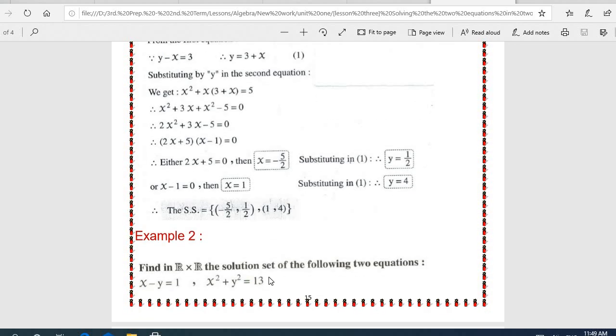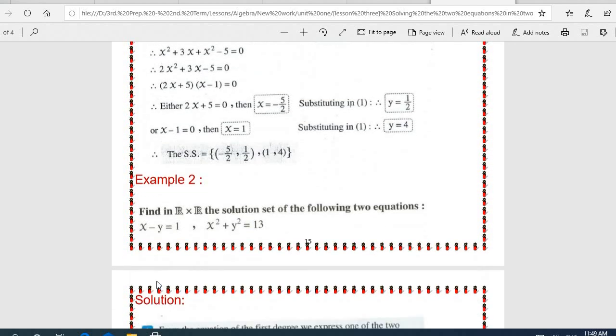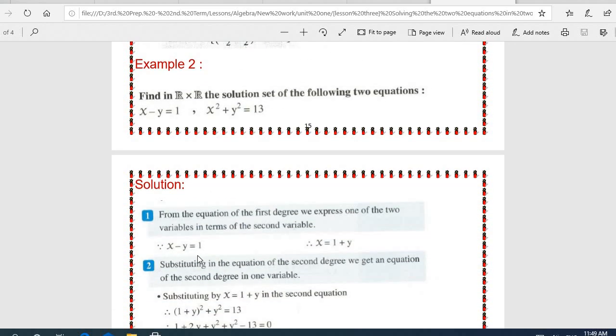In number 2, find the solution set of the following two equations: x minus y equals 1, this is the first degree; x squared plus y squared equals 13, this is the second degree. From the first degree, we find the value for x or y. x minus y equals 1, which means that x equals 1 plus y.